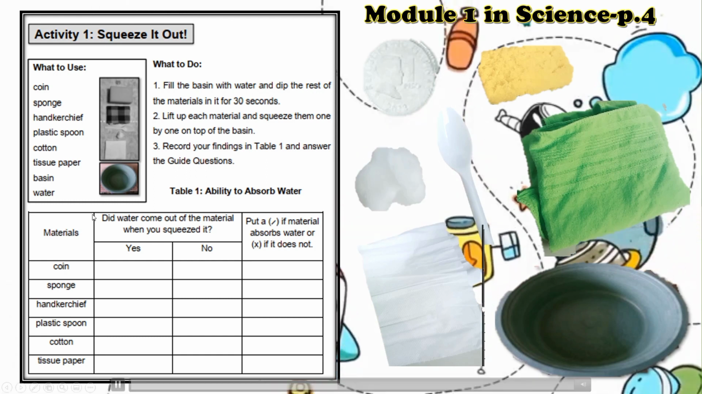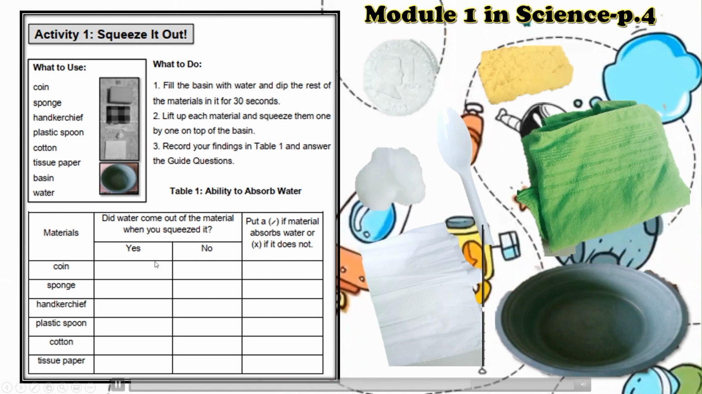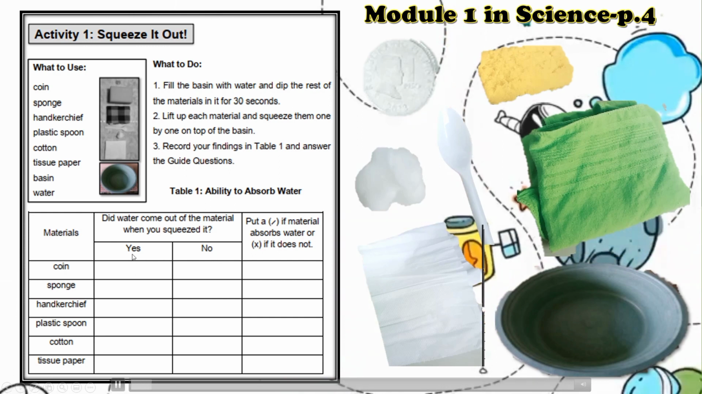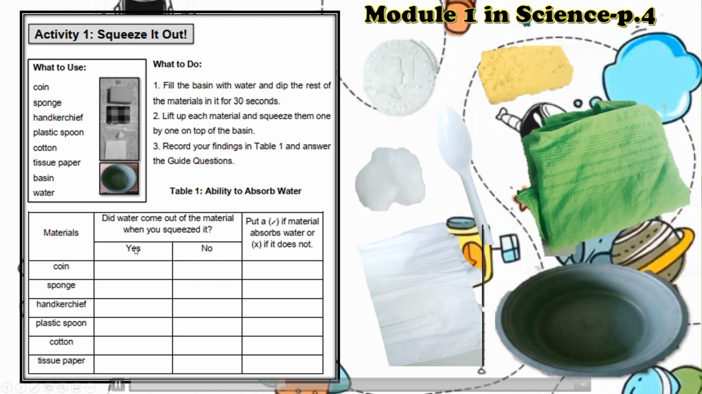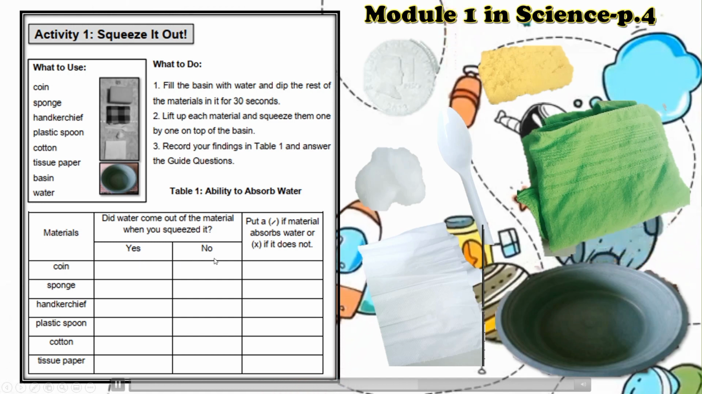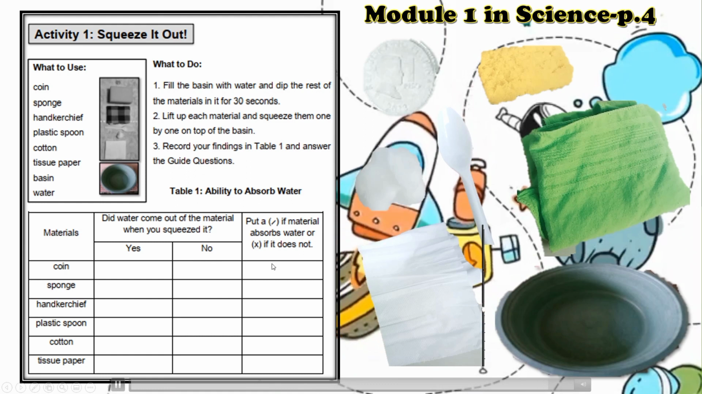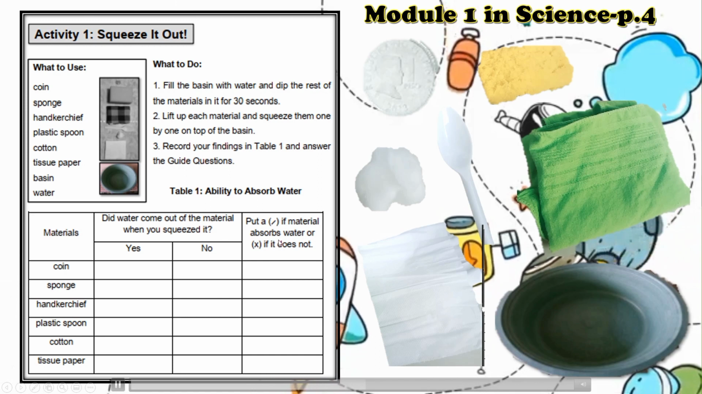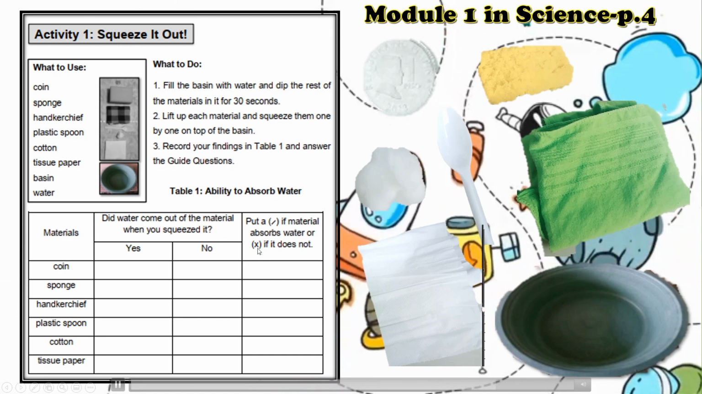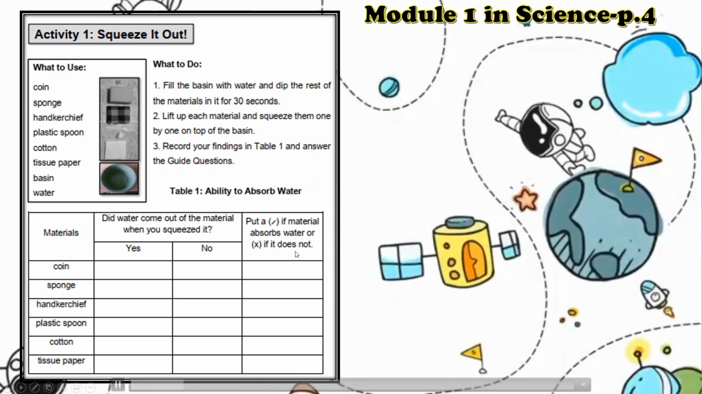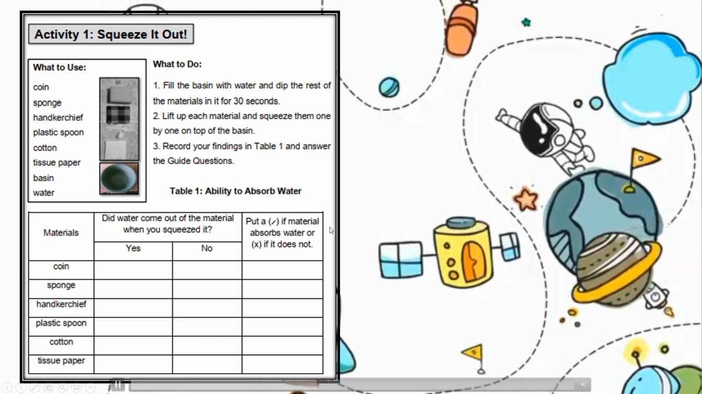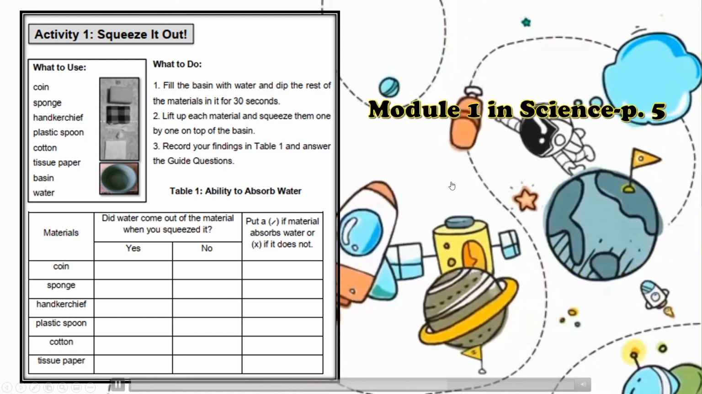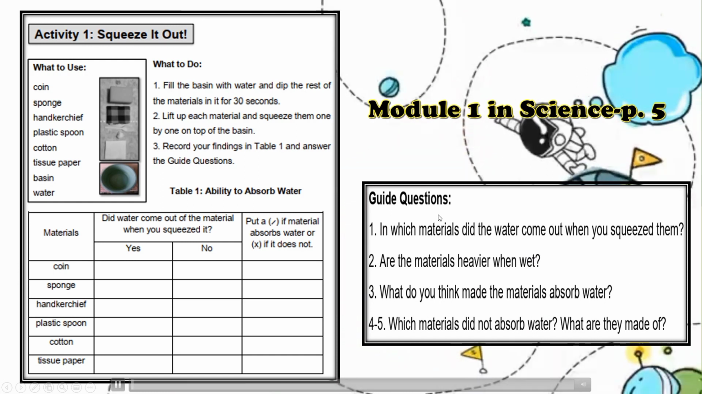In the first and second column, you only need to check yes if the water came out of the material when you squeeze it, and no if not. In the third column, you will only put a check if the material absorbs water or cross out if it does not. After you answer the table, you may proceed to page 5 and answer the guide questions on the space provided on the module.